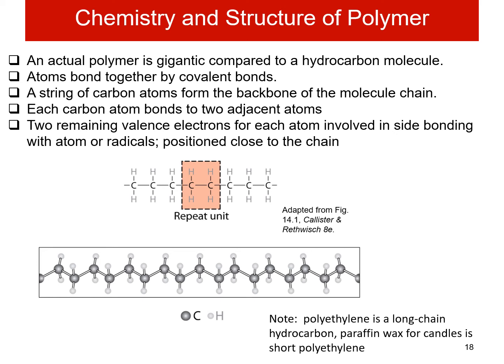The atoms are bonded together through covalent bonding, and a string of carbon atoms form the backbone of the molecule chain, and each carbon atom bonds to two adjacent or neighboring atoms. The two remaining valence electrons for each atom are involved in the side bonding with either atoms or radicals, and they are positioned close to the chain. So down here is an example of polyethylene molecular structure, which is a long chain of hydrocarbon. Paraffin wax for candles is a type of short polyethylene.